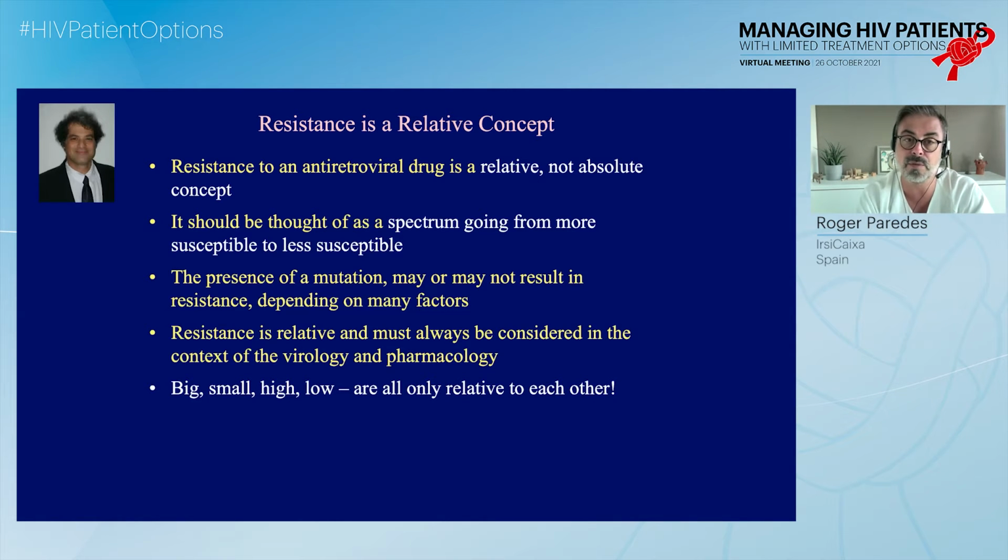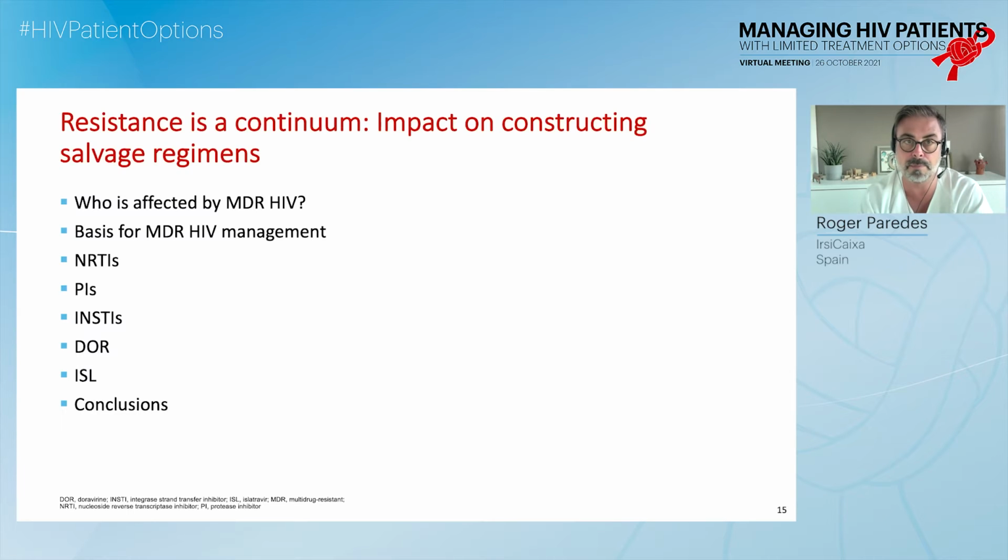Therefore, resistance to an antiretroviral drug has to be seen as a relative, not absolute concept. It should be thought of as a spectrum going from more susceptible to less susceptible. The presence of a mutation may or may not result in resistance, depending on many factors. And resistance is relative and must always be considered in the context of the virology and pharmacology. So big, small, high, low are only relative to each other.